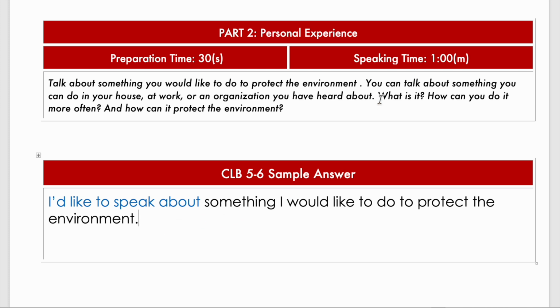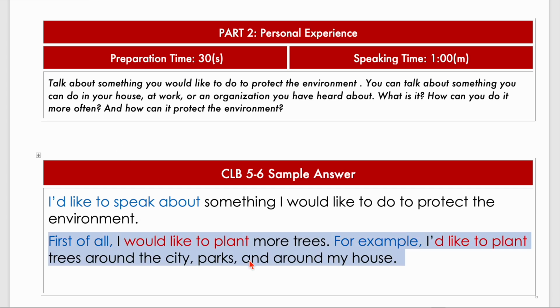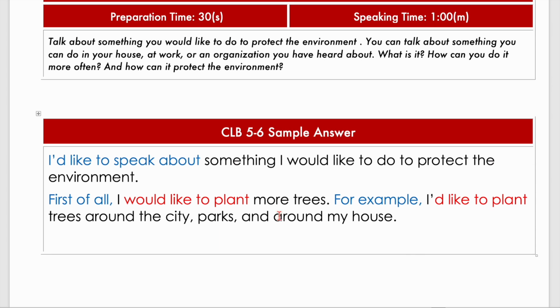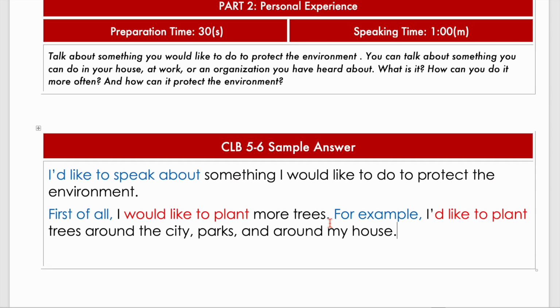Now, let's get to the first question. What is that activity? First of all, I would like to plant more trees. For example, I'd like to plant trees around the city, parks, and around my house. So a few points here. First of all, what is the activity? I would like to plant more trees.